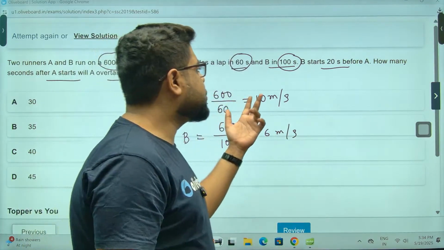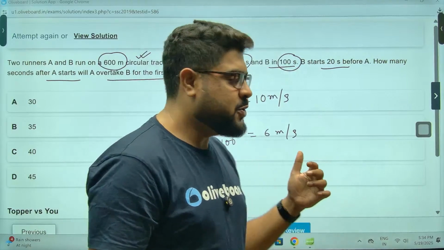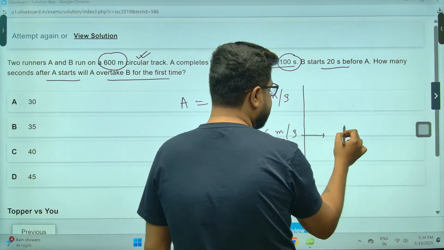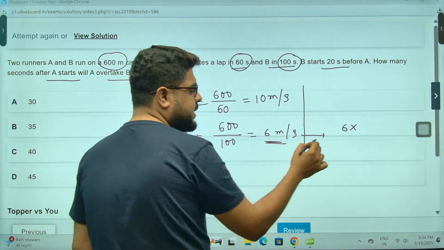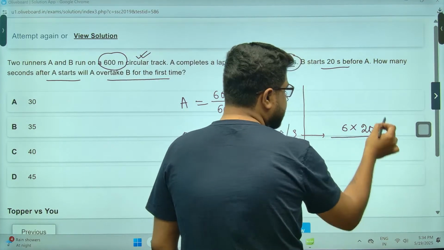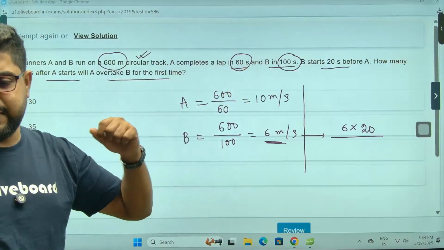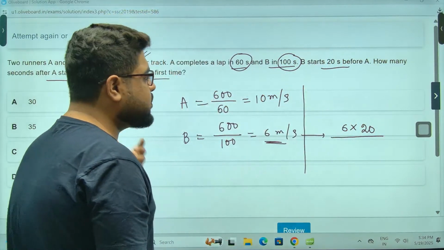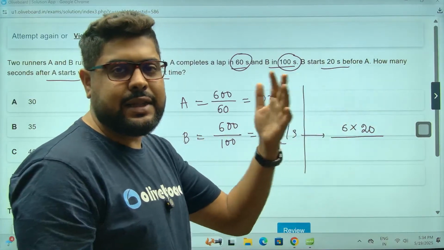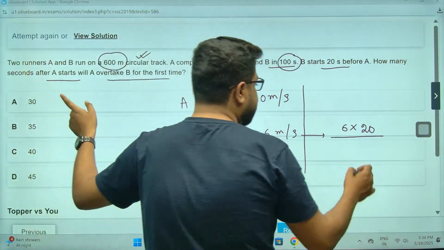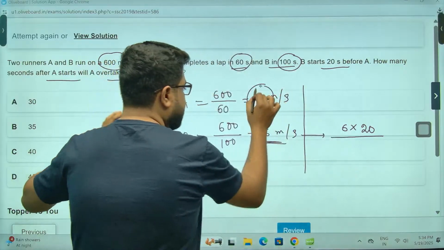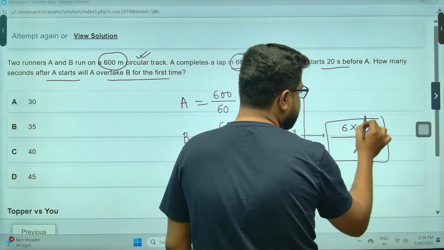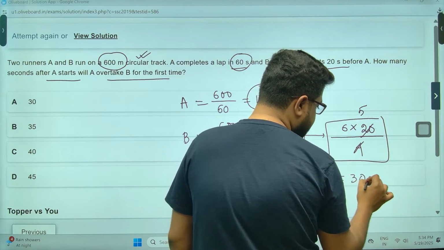Now B starts 20 seconds before A. So how much distance will B go in 20 seconds? Every second B goes 6 meters, so in 20 seconds this much. Now if A wants to catch B, A has to cover this extra distance, and A is chasing in the same direction. Same direction means the relative speed will be 10 minus 6, that is 4. So they will need this much distance divided by 4, that is 30 seconds.